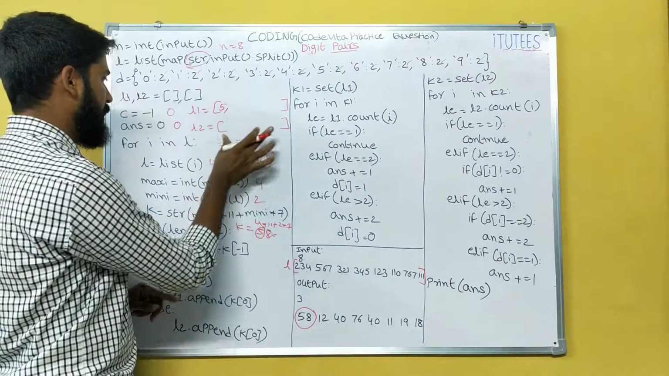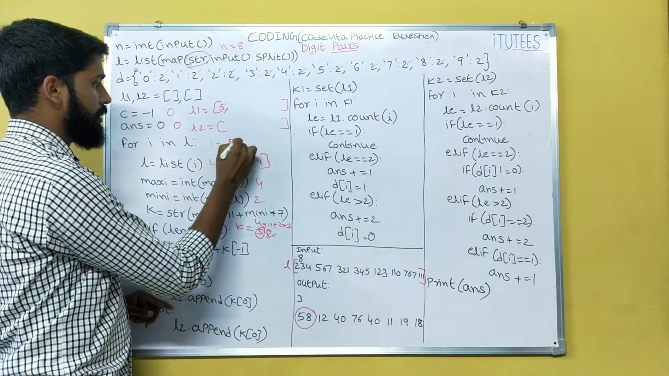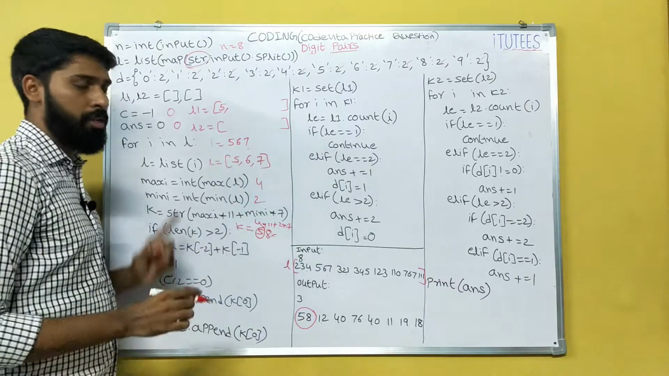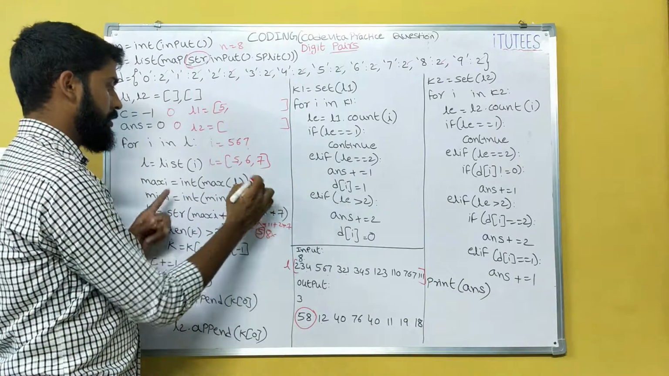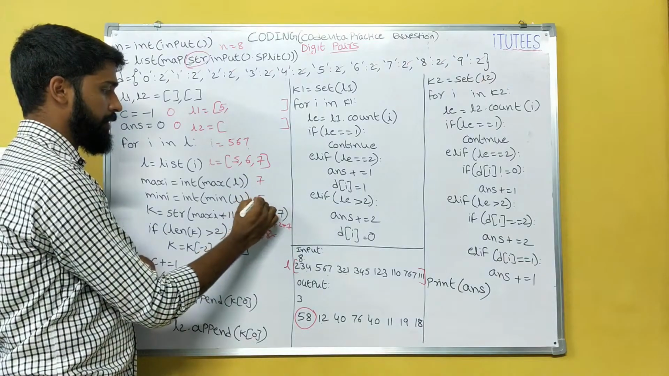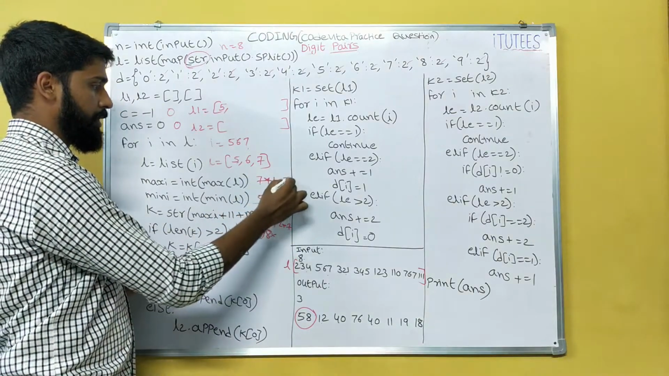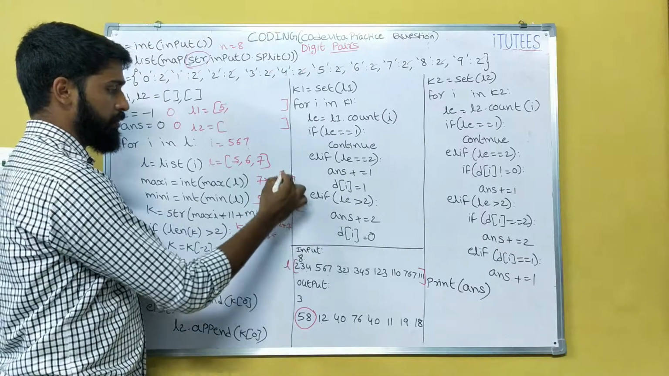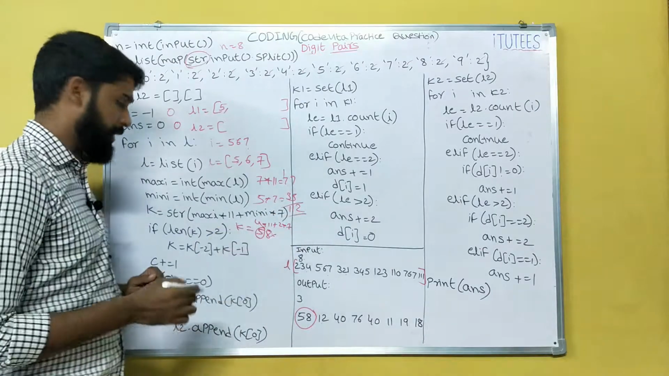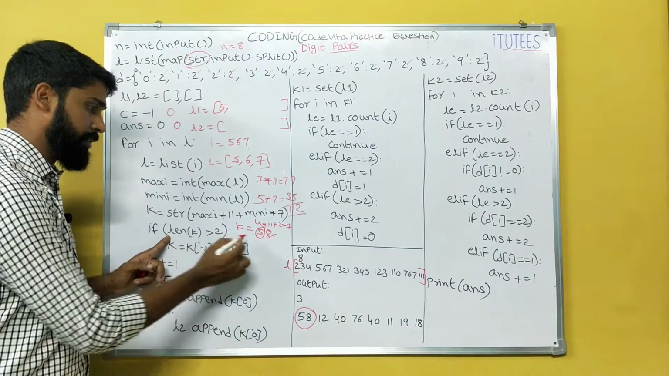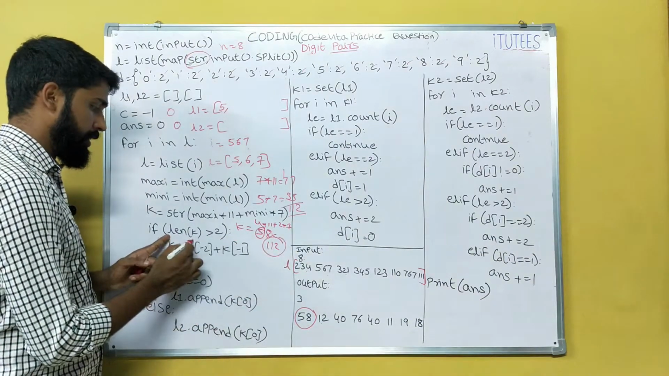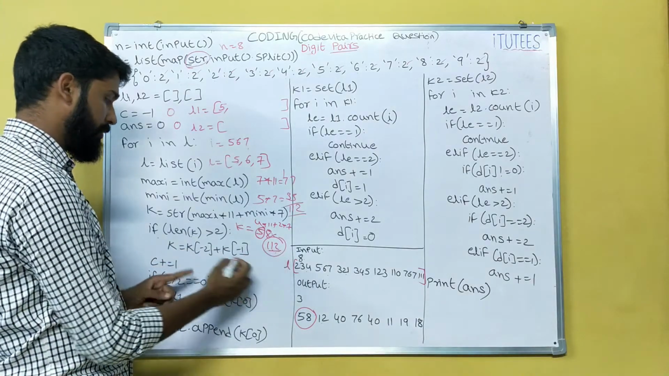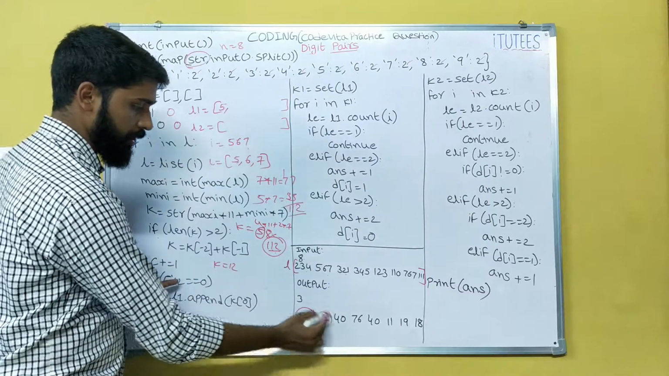In the second iteration, I becomes 5, 6, 7. What is the highest value? 7. What is the lowest value? 5. So 7 into 11, 77, and 5 into 7, 35, the sum is 112. Here we get 3 digits. What is the K value? 112. The length of K is greater than 2, so we can take only K of -2, K of -1. That means now K equals 12.